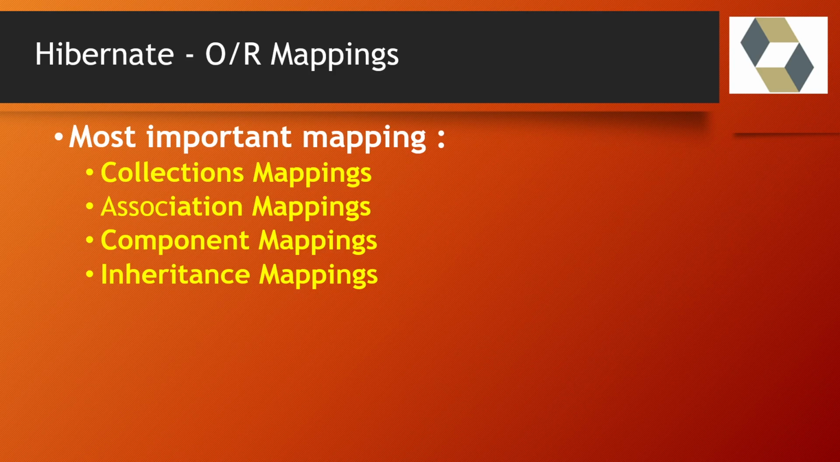So how will the data be saved in the table? For a single class, one table is created. In another case, how many classes? Two classes, minimum two classes. So two tables have to be created. So we'll see how that can be done. Okay. So first we'll see this collections mapping.